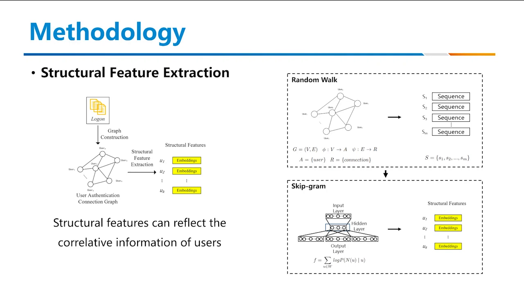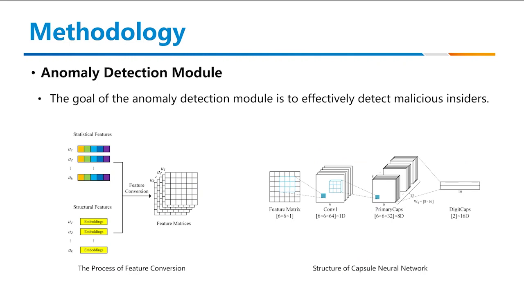The low-dimensional vectors generated by graph embedding are used as structural features. The goal of the anomaly detection module is to detect malicious insiders effectively. Before entering the anomaly detection module, the previously extracted features will be transformed into a form suitable for the input of the anomaly detection model.